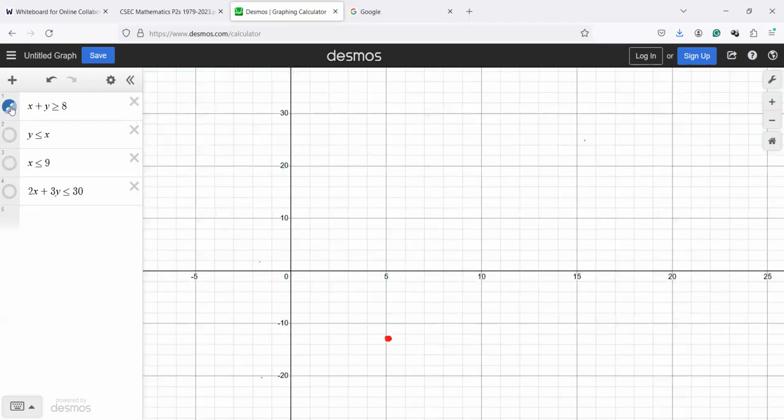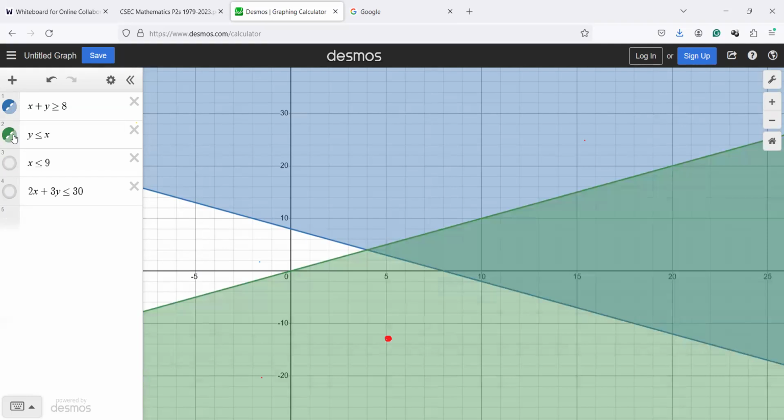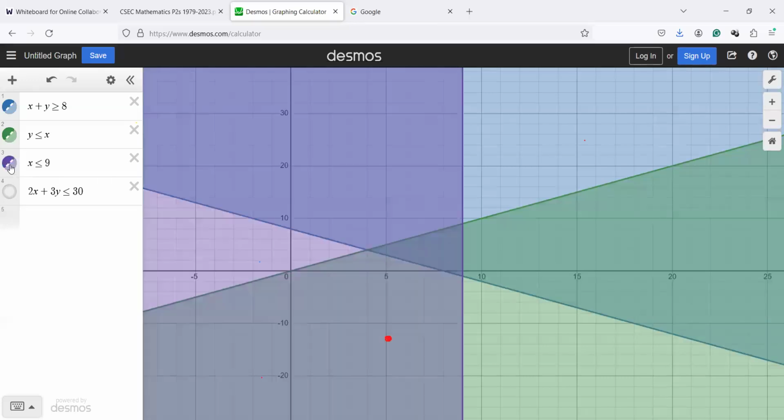So let's start with the first line again, right there. Everything above that line and everything below this line. So we're looking for somewhere in this region that the two lines overlap. We add our third line, so it narrows down the space again just a little bit more. It's going to be in the regions where the three lines overlap.